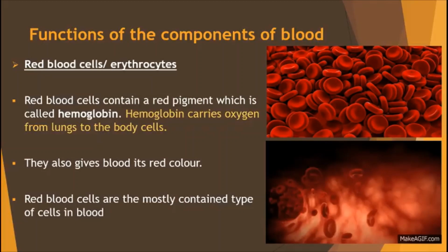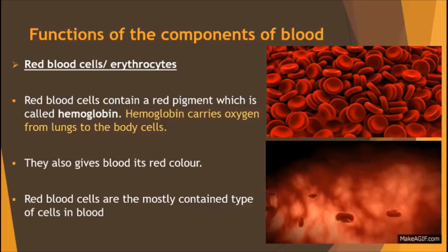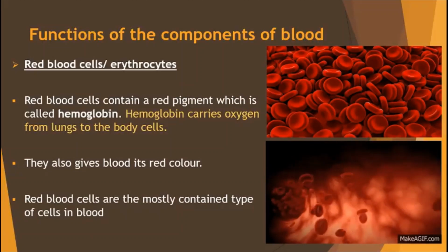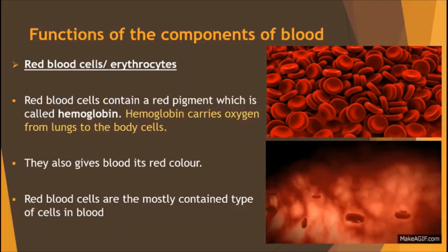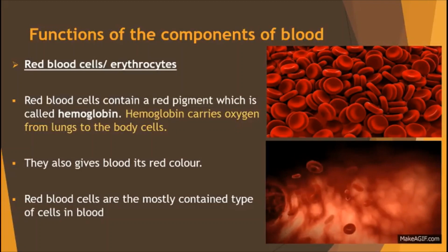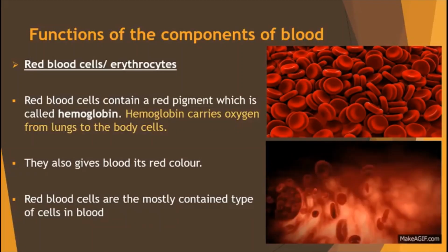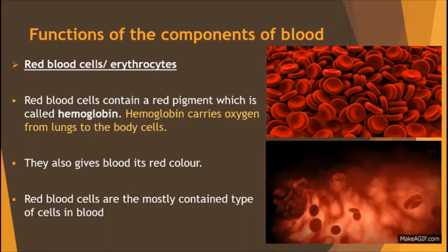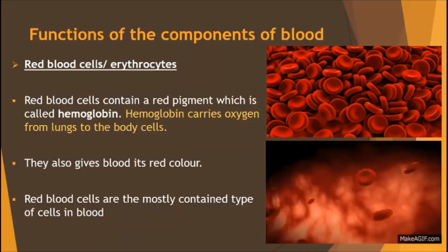Red blood cells are the most abundant type of cells in the blood. You can see these red blood cells have a specific shape. This is a biconcave shape. And the lower diagram shows you how the red blood cells flow inside a blood vessel.